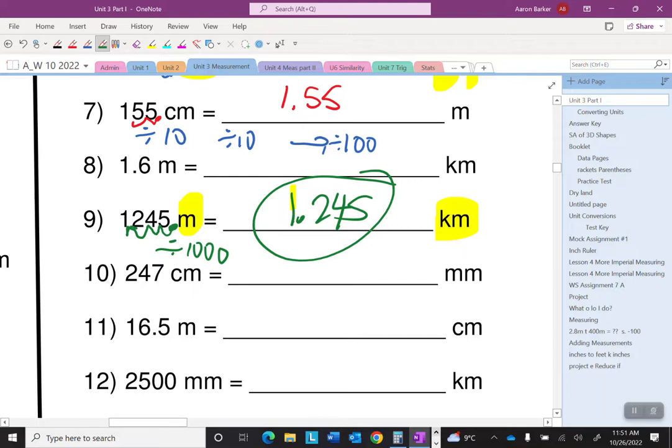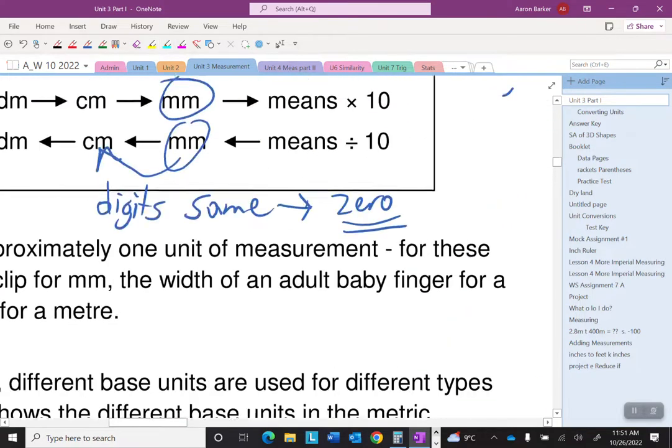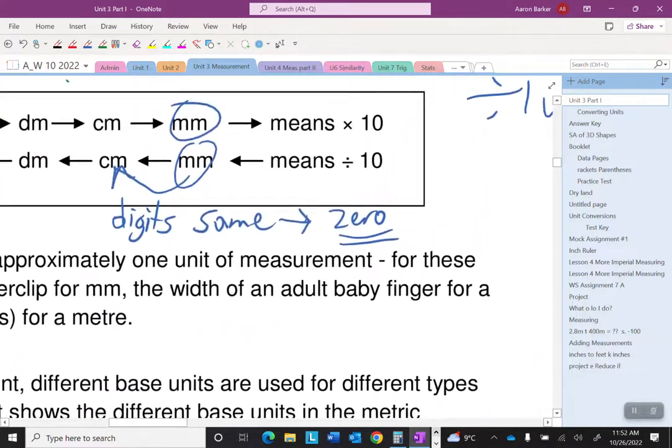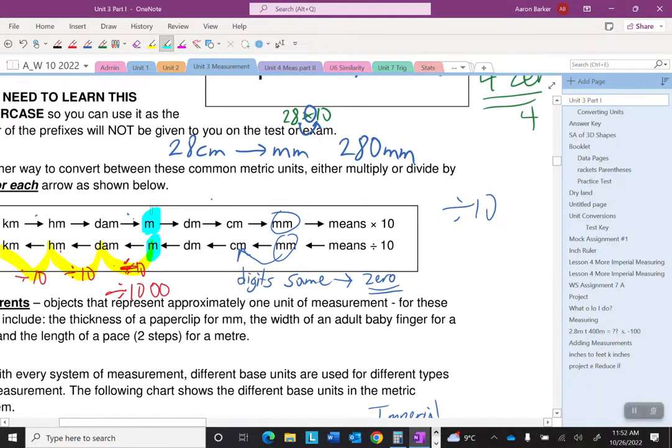Okay. Any questions? Now, if we look at question number 11, we're going meters to centimeters. So let's go back up and look at our diagram, going from meters to centimeters. Meters to centimeters, we move it 2 spaces to the right. So now we're all multiplying by 10. Multiply by 10, multiply by 10. That's the same as multiplying by what? 100, because there's 2 zeros, there's 2 tens.